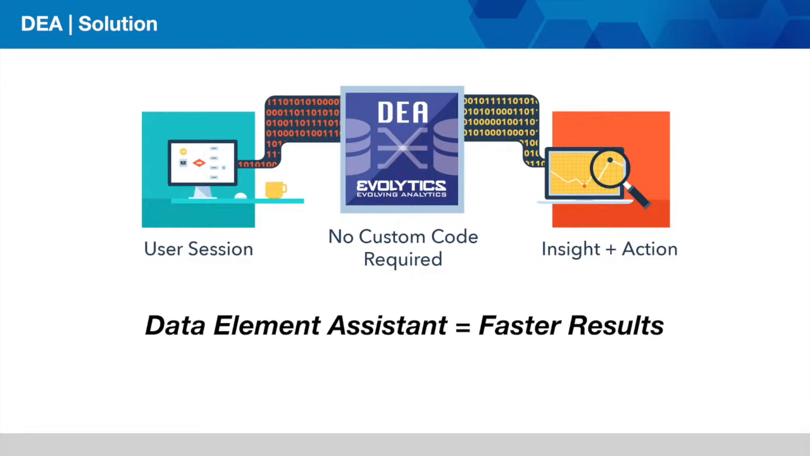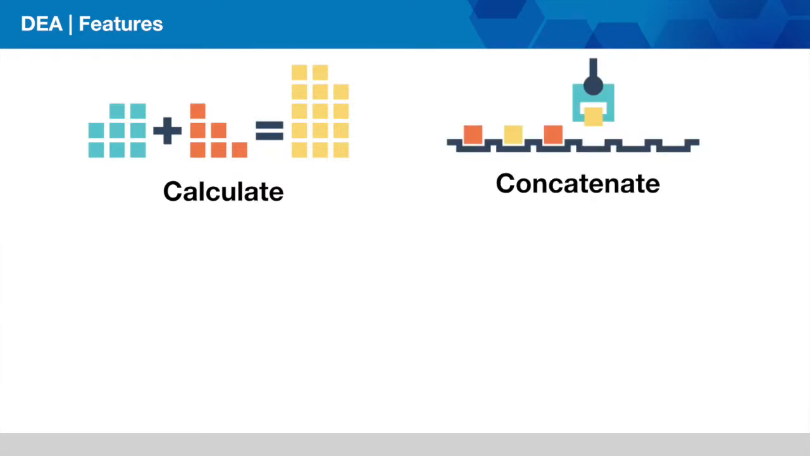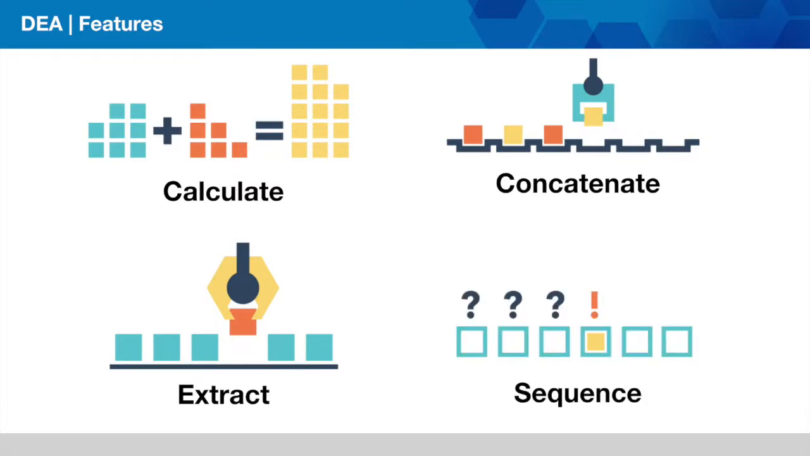Let's review the 4 features available in the Data Element Assistant. With Calculate, you can add, subtract, multiply, or divide 2 data elements. Concatenate lets you join 2 or more data elements and, optionally, provide 1 or more delimiters between those elements. With Extract, you provide an array or a data element that contains an array, and then select the position of the desired piece of data or specify the attribute name. Sequence evaluates a list of data elements, delivering the first element with a value.